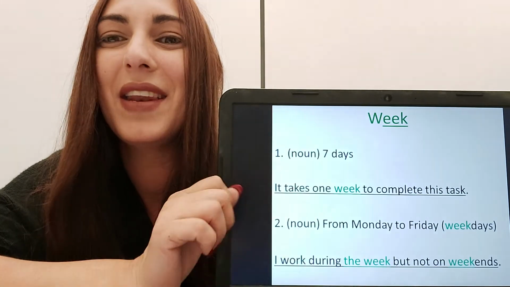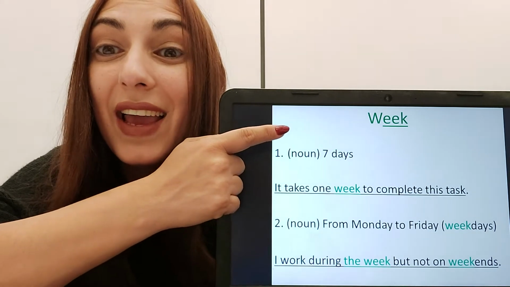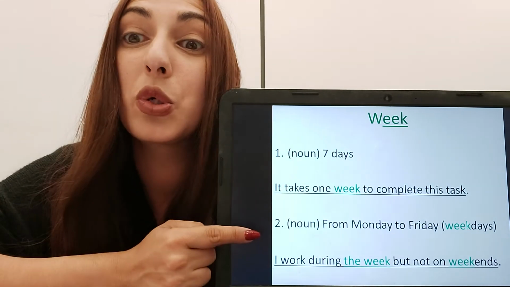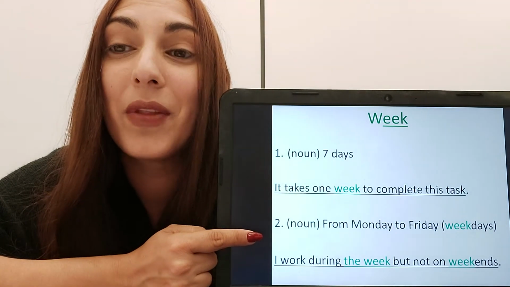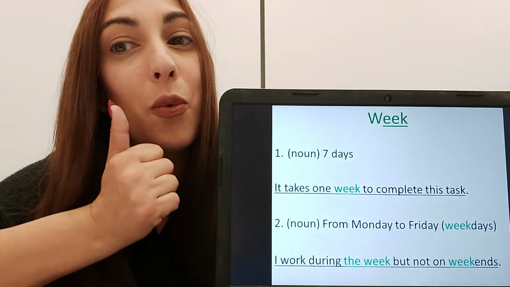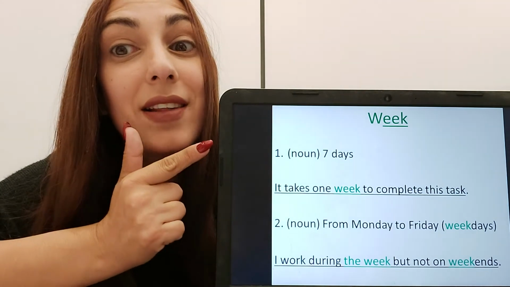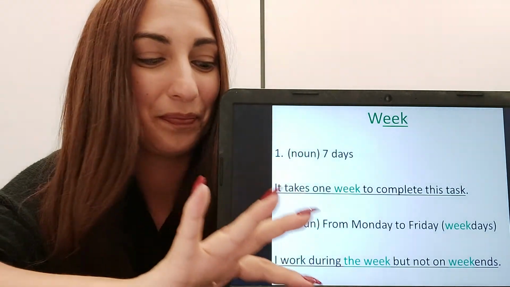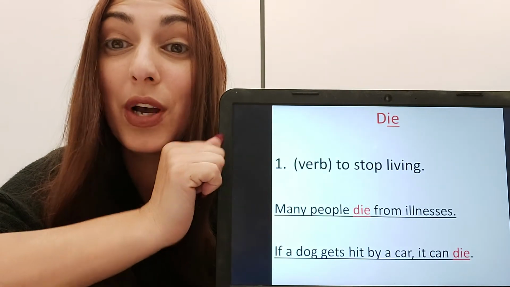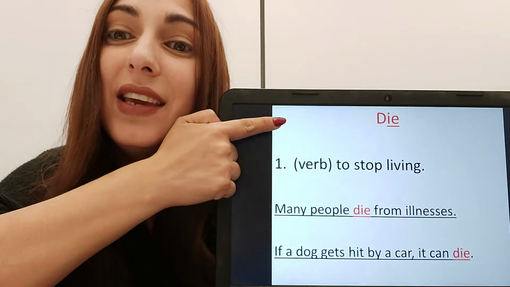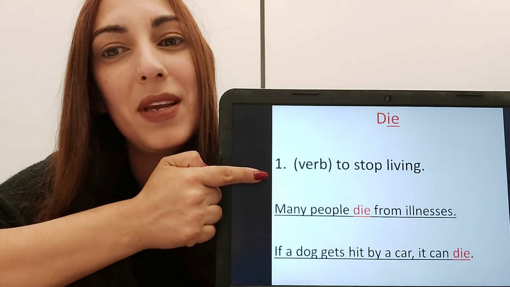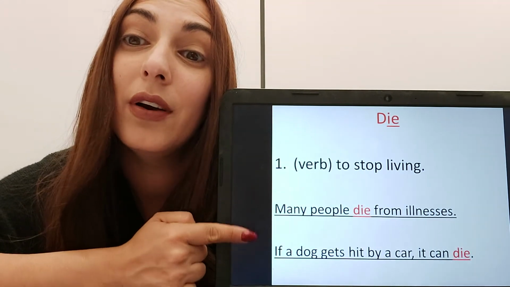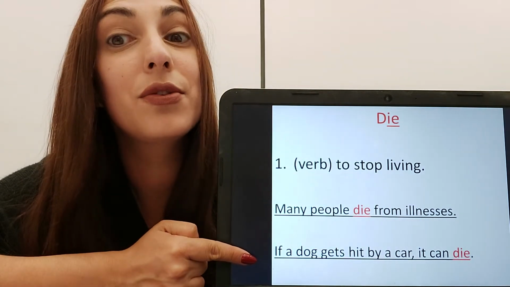Now, week with double E-K is obviously 7 days. Or when you're talking about Monday until Friday, and you remember the words weekdays, weekends, this is the week we have to use for those words. Okay? Now, the next word is die, D-I-E. It's obviously a verb that means to stop living. Very sad case. But pause the video and look at the examples and see how I've used the word.